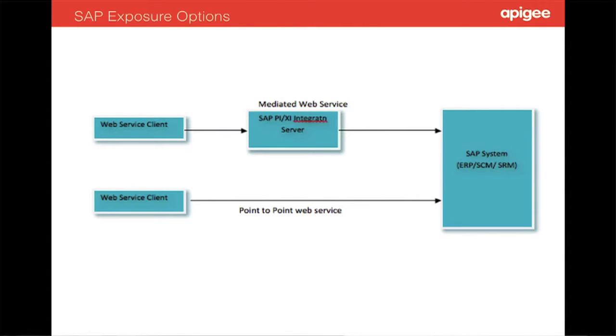So with SAP, there's a couple of exposure options. You've got your SAP system on the back end, and you can either use a mediated web service, the SAP API integration server, or you can use a web service where the web service client can access APIs that have been exposed through that platform. You have to license it and have to use it. There's another option of using the standard SAP and exposing a single SOAP interface that you can then consume via a web service or an app.